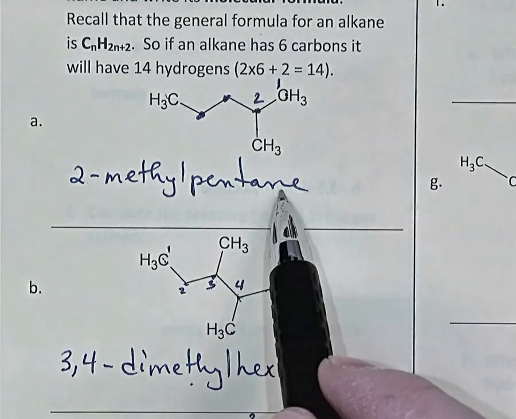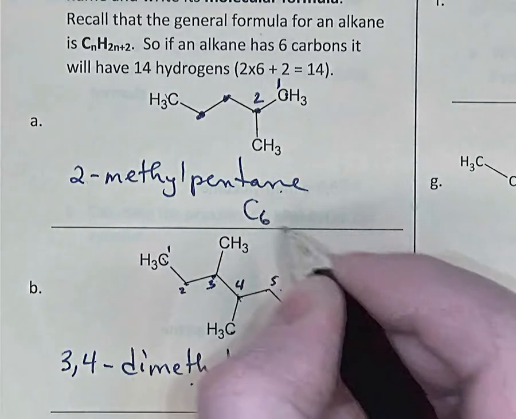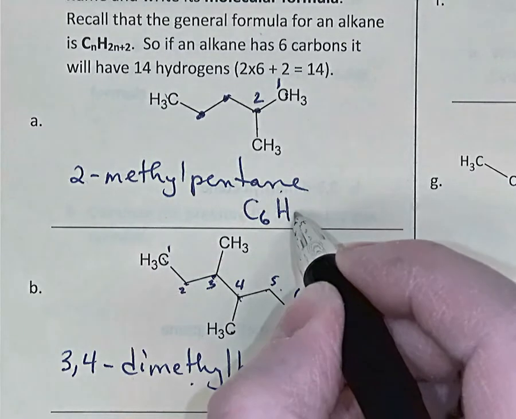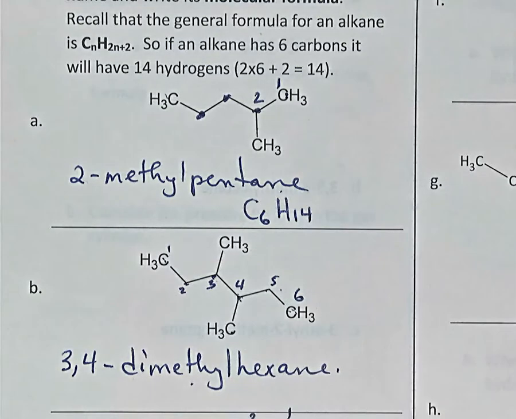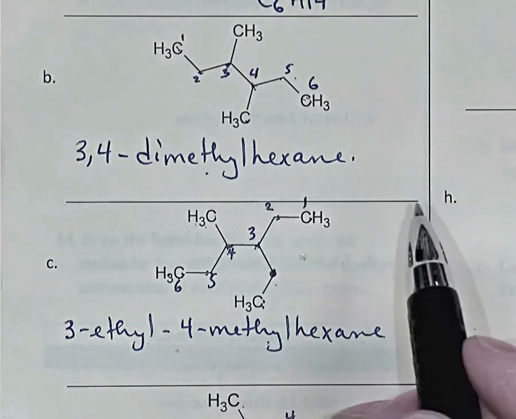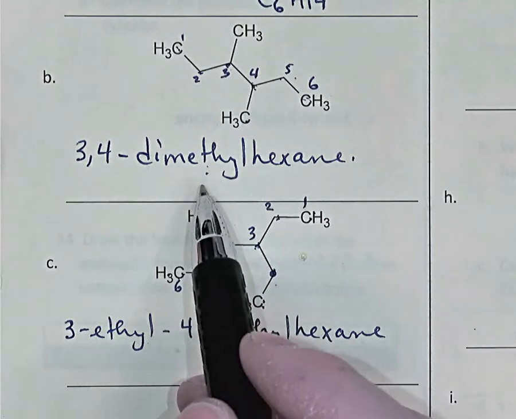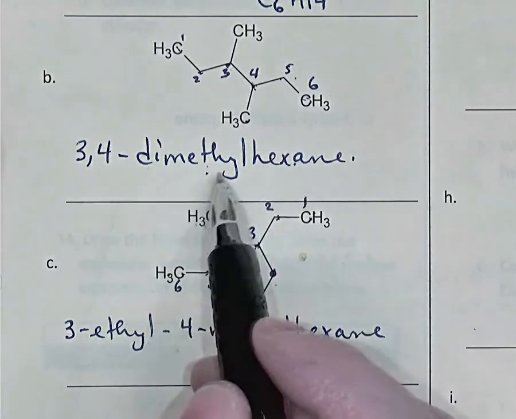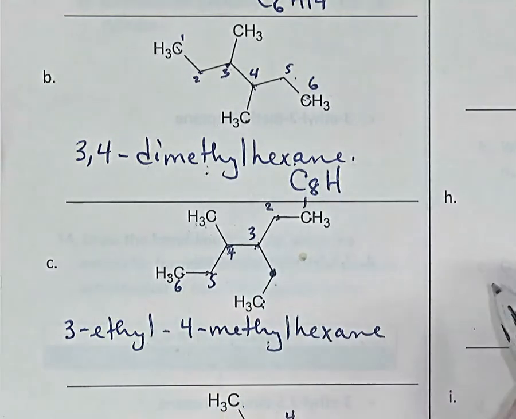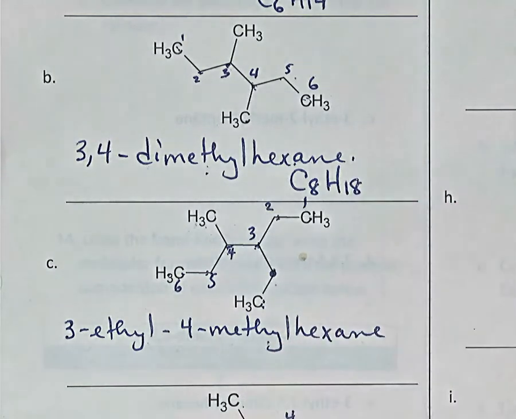Back here in part A, we had 2-methyl pentane. Pentane has 5 carbons. The methyl is a single carbon, so that's C6. Double the 6 and add 2, it'll be C6H14. In the next one, hexane has 6 carbons, but we have 2 methyl branches. The methyls are single carbons, so 6 plus 2, we have 8 carbons, C8, and then we double the 8 and add 2, and we get H18.